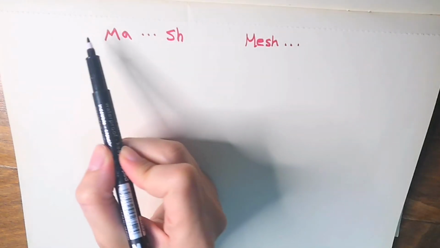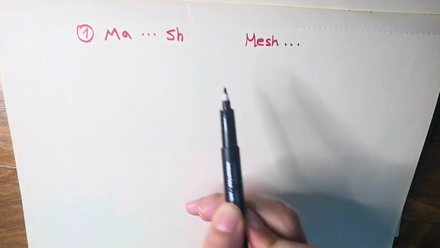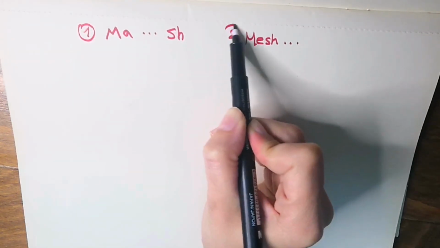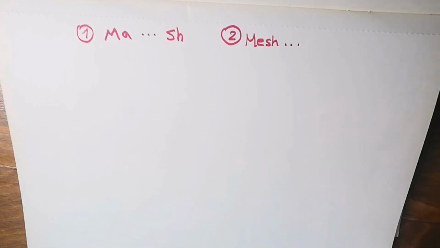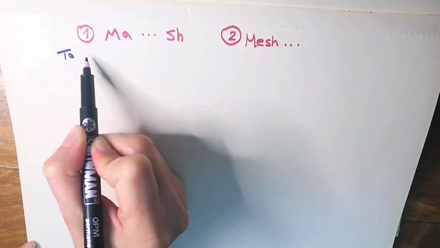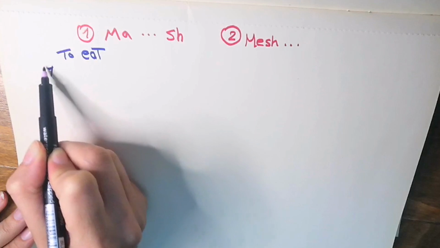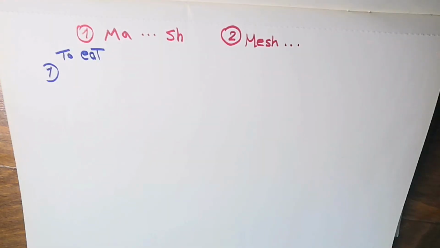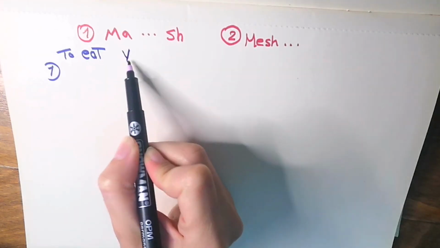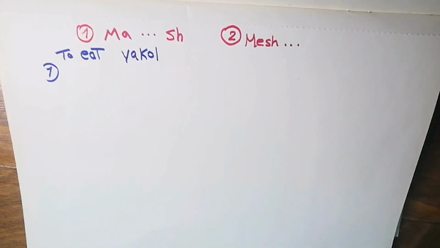So we have number one, ma, and a word then a suffix sh. Number two is mish. So how do we do this? Let me give you an example. Let's start, for example, with the verb to eat. Yakul. And let's start with the first model. So the verb to eat is, of course, yakul. This is in the singular present tense masculine form.